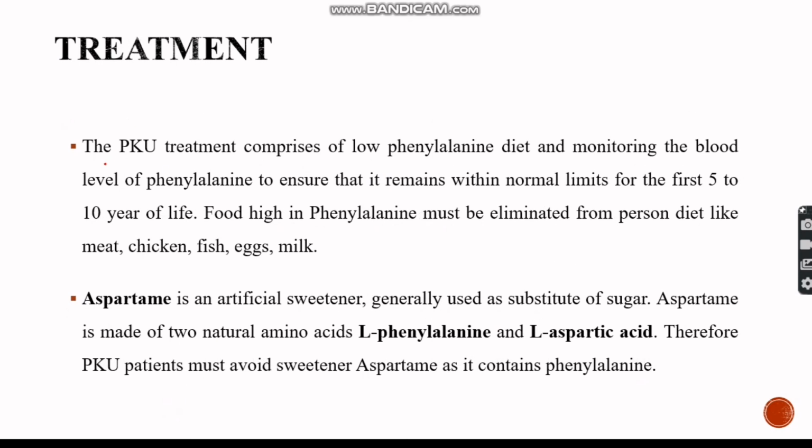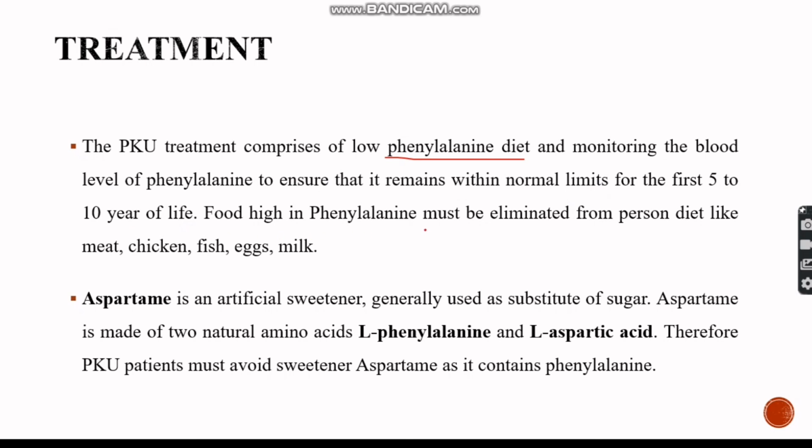And at last, treatment. The PKU treatment comprises a low phenylalanine diet. Obviously, if our body is not able to break down phenylalanine, we must not take it from our diet, and we must monitor the blood level of phenylalanine to ensure that it remains within normal levels for the first 5 to 10 years of life.